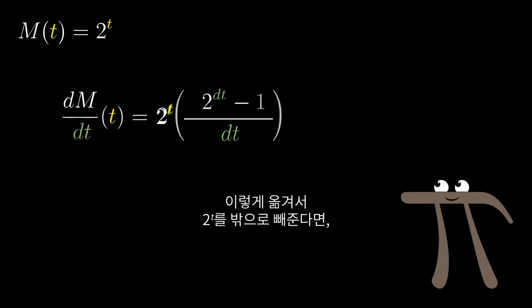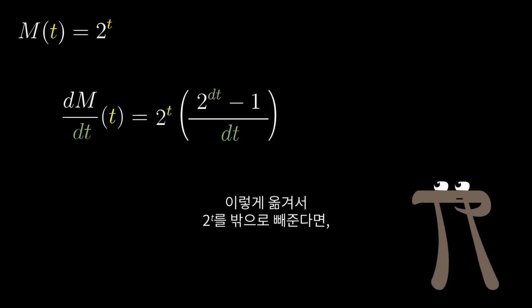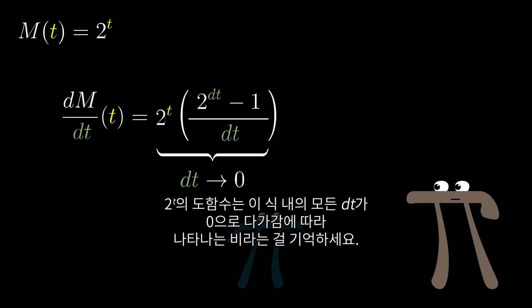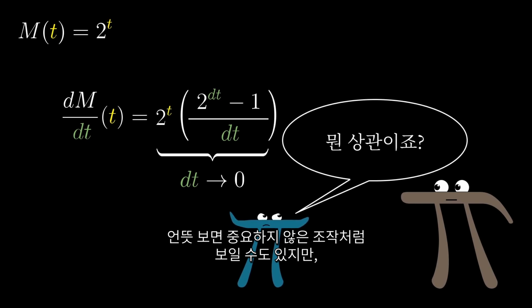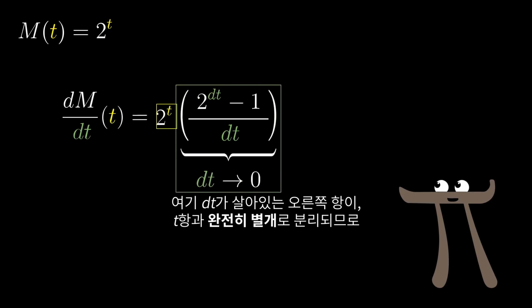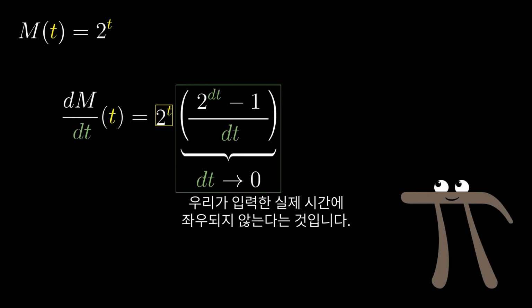After that move, we can factor out the term 2 to the t, which is now just multiplied by (2 to the dt minus 1), all divided by dt. And remember, the derivative of 2 to the t is whatever this whole expression approaches as dt approaches 0. At first glance, that might seem like an unimportant manipulation. But a tremendously important fact is that this term on the right, where all of the dt stuff lives, is completely separate from the t term itself.